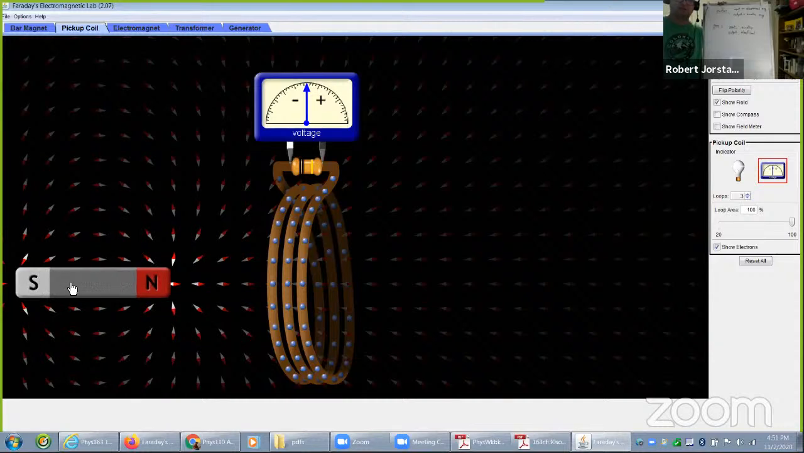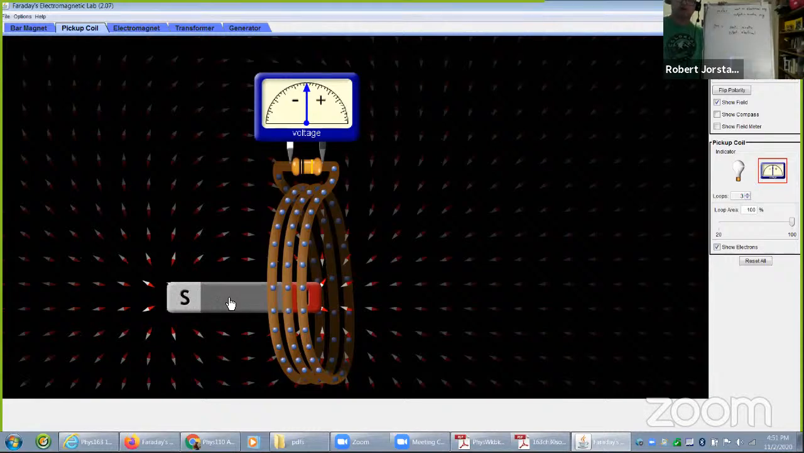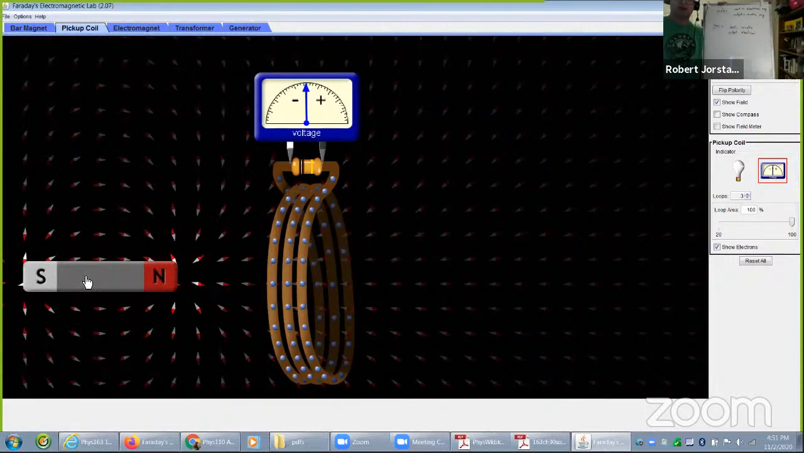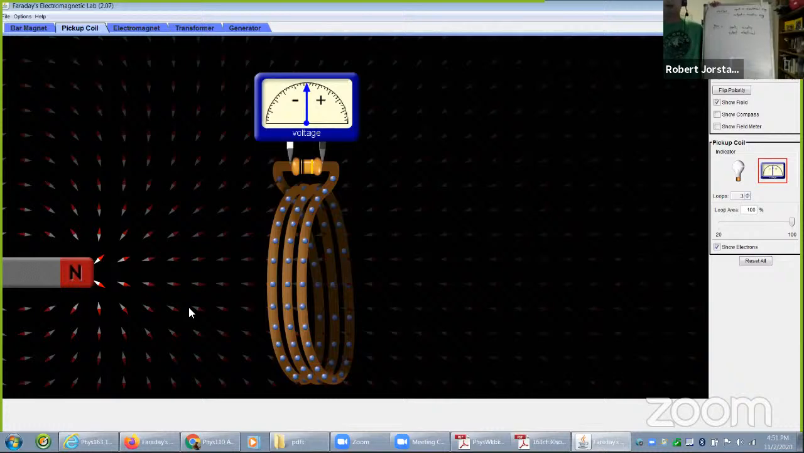Okay, I'm going to move it towards it again. Watch the polarity of the voltage. Negative. Now watch when I bring this away. Positive. And so we see when I increase flux to the right, I get a voltage which is negative in this case. When I decrease flux to the right, I get a voltage which is positive.